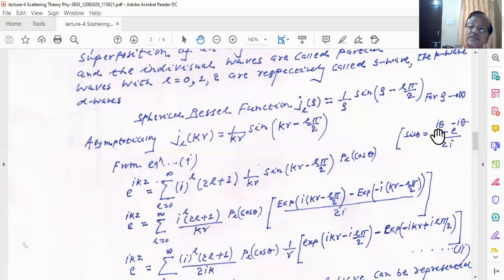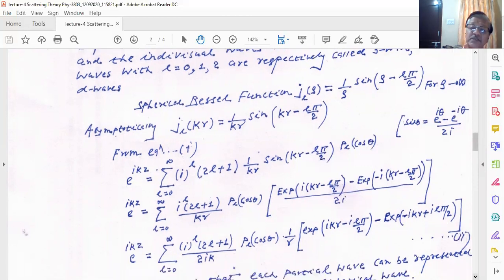So you can see this as e to the power, that is exponential i KR minus L pi by 2. There is a minus sign. So again there is a minus sign, exponential of minus i theta, so minus i theta, where theta is KR minus L pi by 2. So I write here minus i, and this is divided by 2i. Look at this expression.